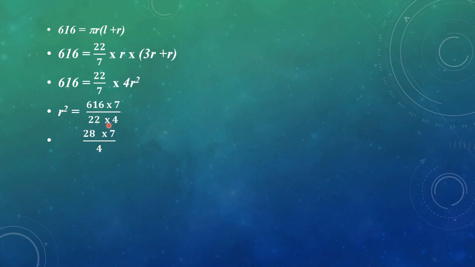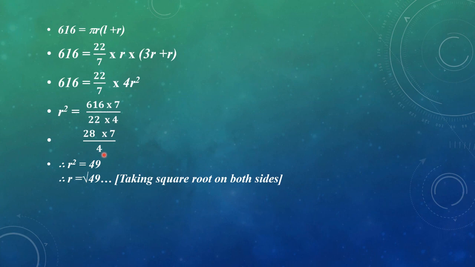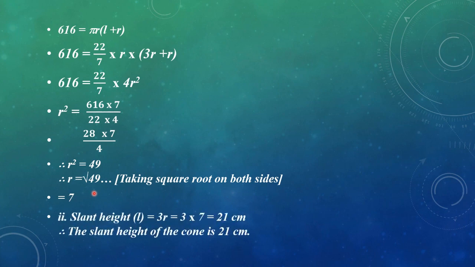Therefore, r square is equal to 28 multiplied by 7 upon 4. Cancelling 4 and 28, we get 7 multiplied by 7. Therefore, r square is equal to 49. Therefore, r is equal to square root of 49. Taking square root on both sides, we get r is equal to 7. Now, slant height is equal to L is equal to 3 times r, that is equal to 3 multiplied by 7 is equal to 21 centimeter. Therefore, slant height of the cone is 21 centimeter and radius is 7 centimeter.